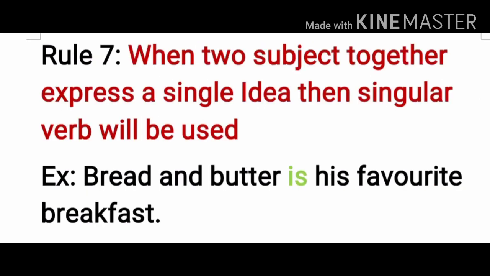Rule 7: when two subjects together express a single idea, then a singular verb will be used. It means when we are using two subjects in our sentence and they both refer to a single idea, a single thought, at that time we will use a verb in singular.